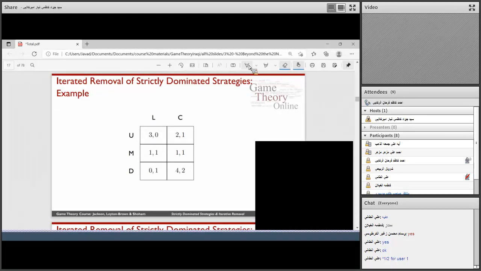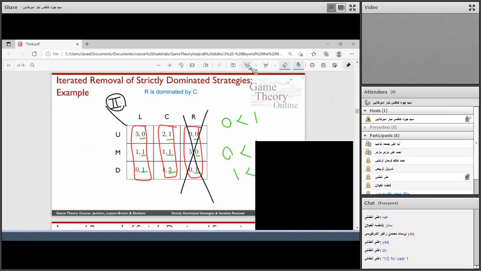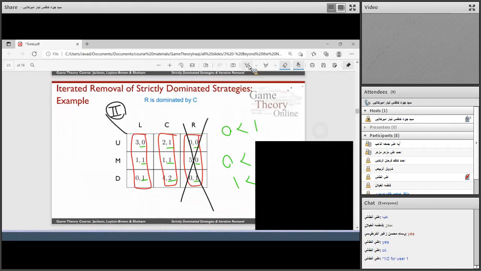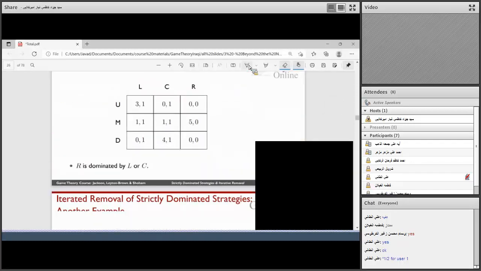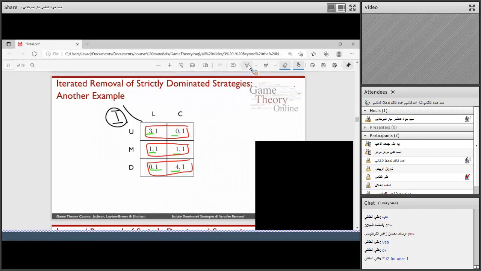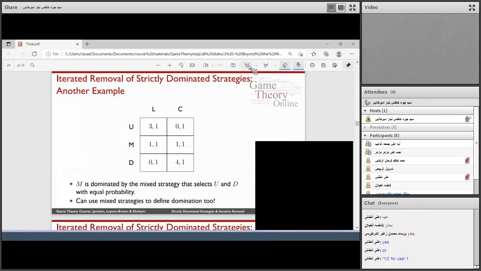Because in that example, we cannot dominate U by M or D. I see. Okay. So you're saying in this example, what happens is that we're stuck here. Yes, Doctor. Okay, I see what you're saying. So let's go back. So Ali was talking about page 29, right? This is page 29, Ali? Yes, Doctor.